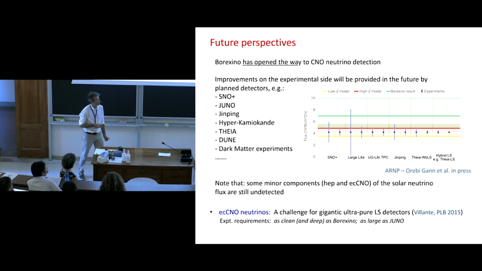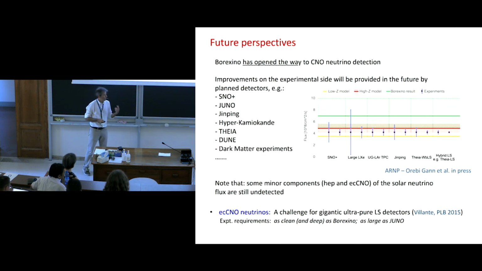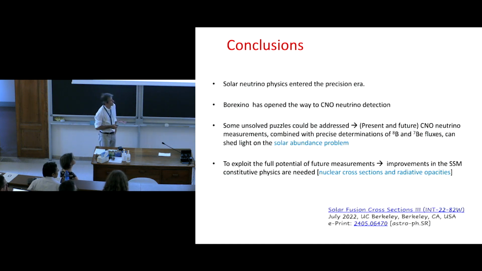In principle, it is a very difficult task to observe this object, but it could be rewarding in terms of physical implications. In order to observe this neutrino, it will be required to have a gigantic ultra-pure liquid scintillator detector, which should be as clean and as deep as Borexino and as large as JUNO. In this paper, we show that in principle, in a detector like this, it would be possible to observe this signal. Okay, so here I have my conclusion.